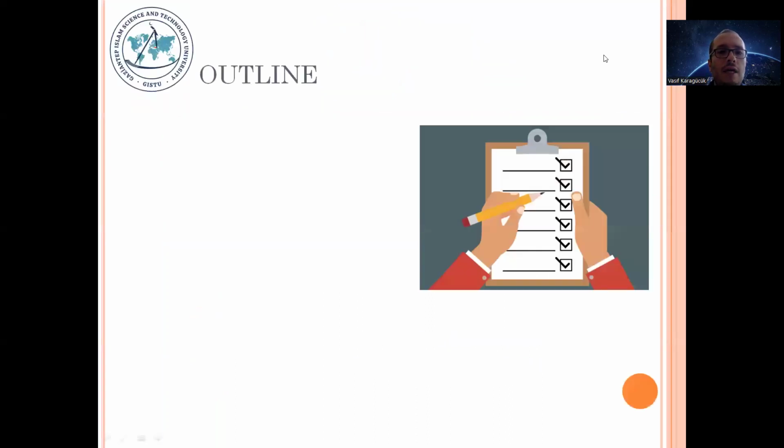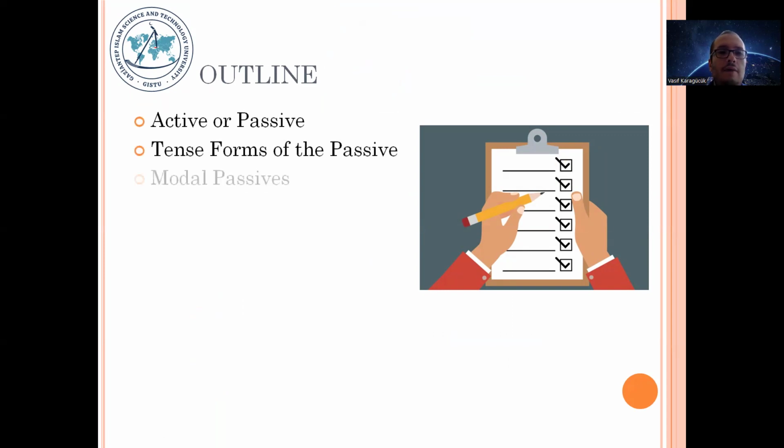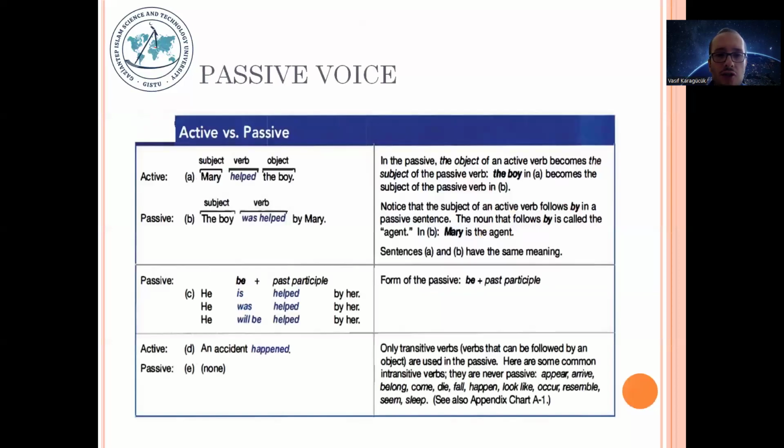And if we have a look at the outline of my slideshow, we can see active or passive, tense forms of the passive, modal passives. So, first of all, in passive voice, we should decide whether the sentence is active or passive. In active sentences, generally, we start with the agent. Mary helped the boy. Help is the verb in here, and the boy is the object. But in passive voice, the object becomes the subject of the sentence. First, the boy was helped by Mary.